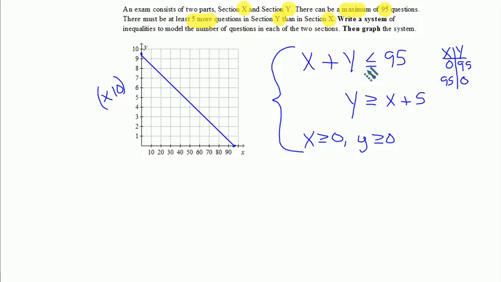Shading on this should be below. 0, 0 checks out, true. And then let's go ahead and sketch the other line.